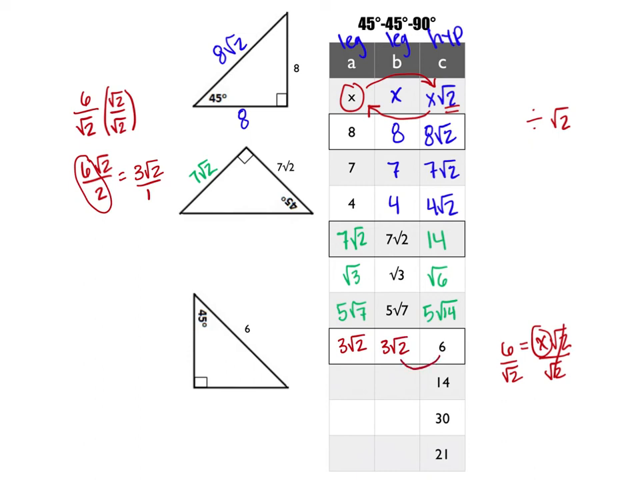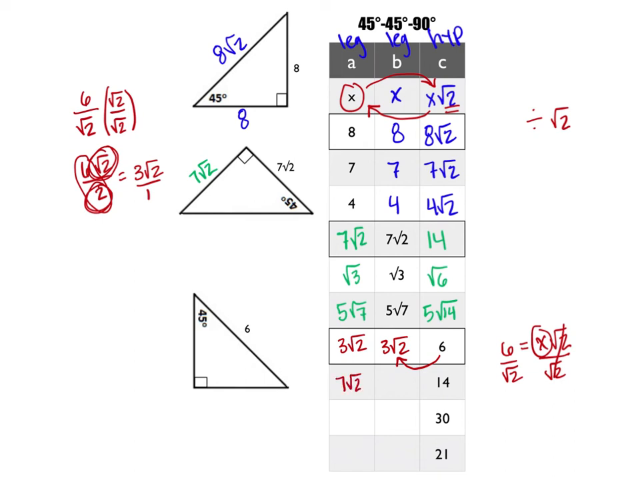So if you notice, we ended up taking half of our hypotenuse. So from 6 we went to 3, and then we also multiplied by the square root of 2. So half and then times the square root of 2. So for 14, it should give us 7 times the square root of 2.